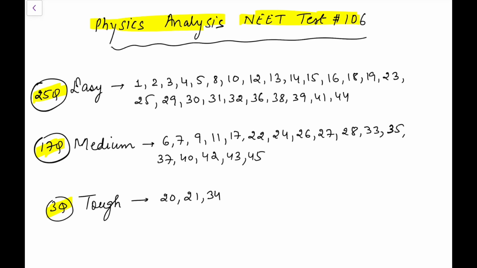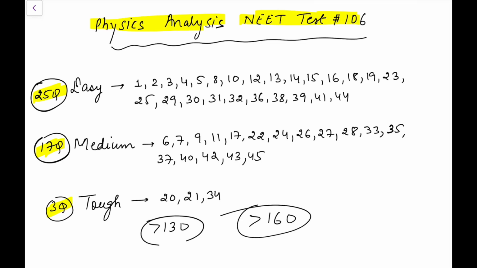So going by my idea, 25 and 8, let's say 33, that means 130 should be easily scoreable, and those who are very good should get at least 160 in this particular paper.